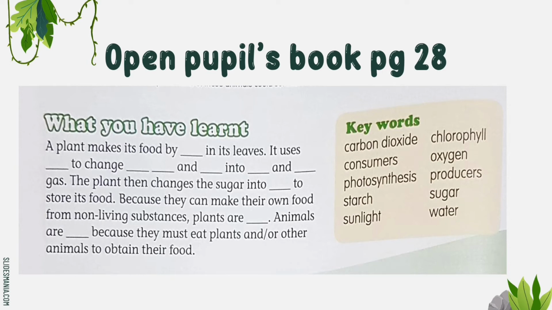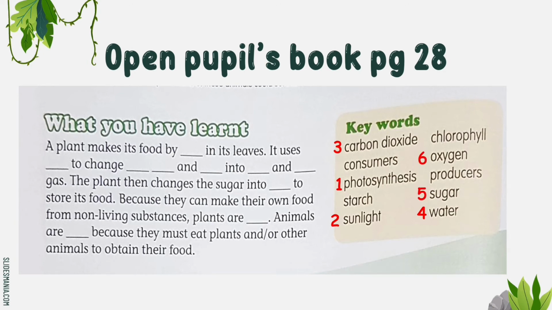We are doing what you have learned. So let's see. A plant makes its food by, what is the process of making food called? It's called, yes, photosynthesis. So a plant makes its food by photosynthesis in its leaves. It uses blank. From where does it get energy? Yes, it gets energy from the sunlight. To change what? It's a word which has two small words. Yes, because two blanks are given. So to change carbon dioxide, and what else does it need? Yes, it needs water. So it uses carbon dioxide and water, and it's changed into blank and blank gas. So it's changed into sugar and oxygen gas.